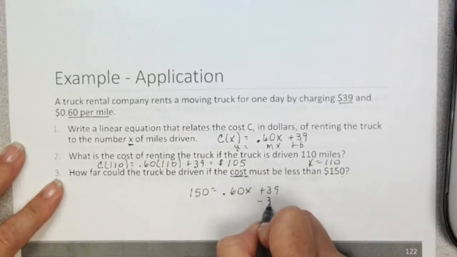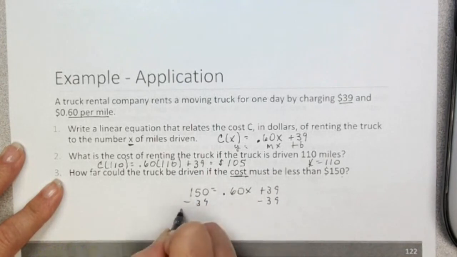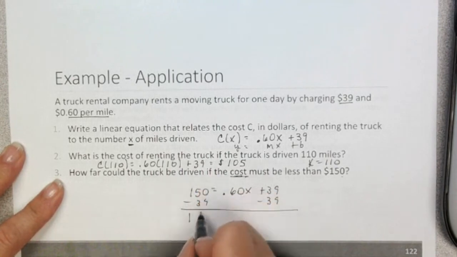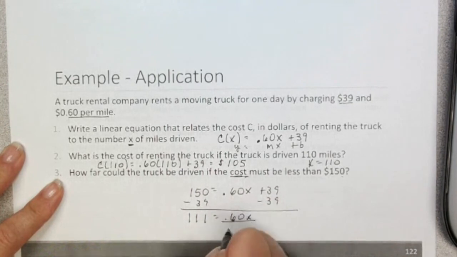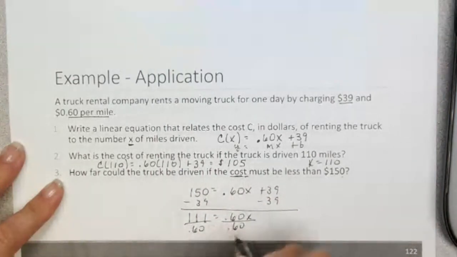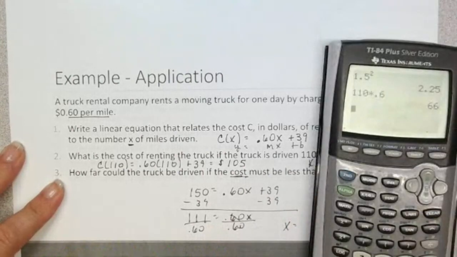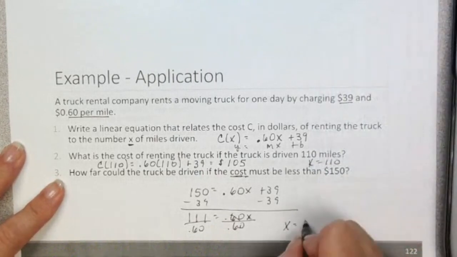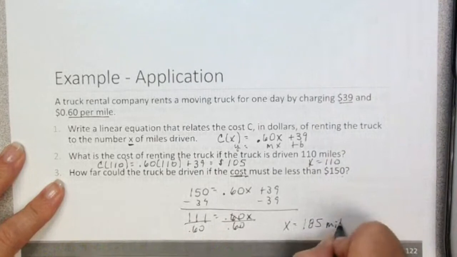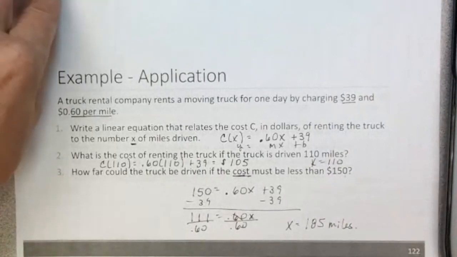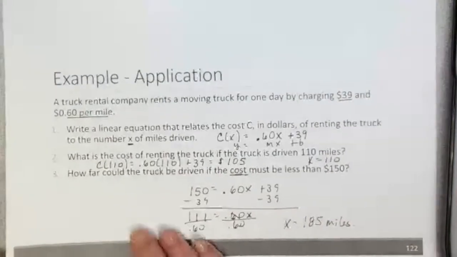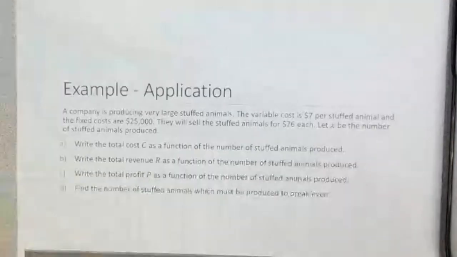Solve for x. So we'll subtract that 39 from both sides. Then 111 equals 0.60x, and then I'm going to divide by the 0.60. So the number of miles that I can drive is 111 divided by 0.6, which is 185 miles. Okay? A pretty common application of a linear function. Let's look at one more though.